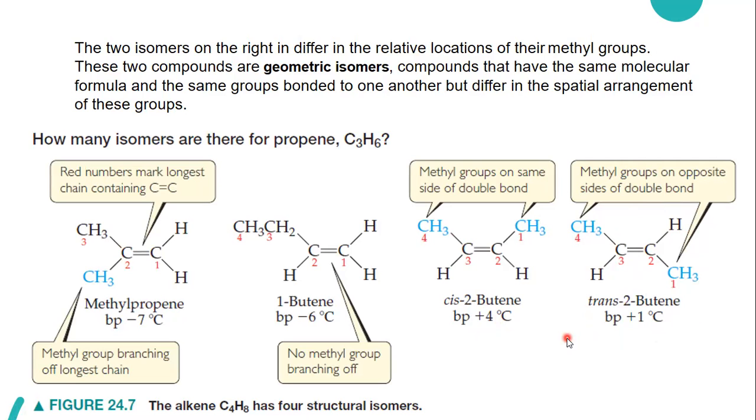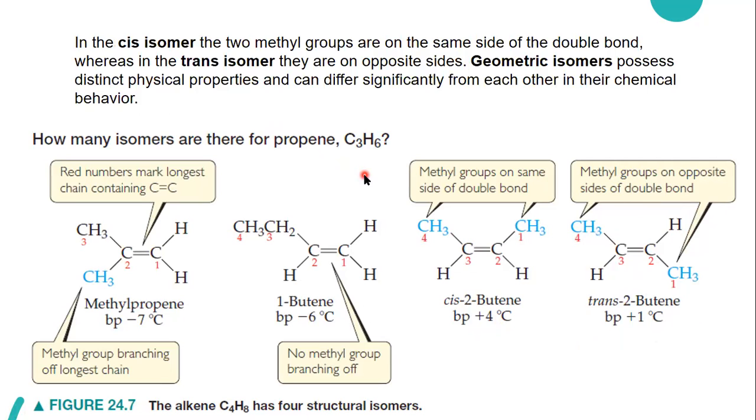Again, we call this type of compounds, which have the same molecular formula but different arrangement of groups, geometric isomers: the cis isomer and the trans isomer. They possess distinct physical properties, so they differ significantly from each other aside from their chemical behavior.